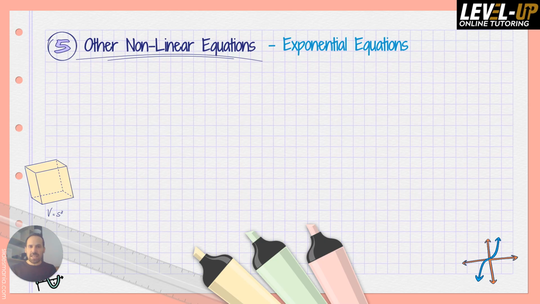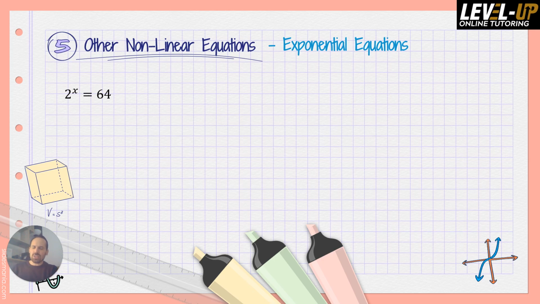Finally, last thing, exponential equations. So this is something like this, where you have x as the power in an equation, and the only way you can solve this really at GCSE level is you need to make the bases the same. So here we've got 2 to the power x. We need to make 64 2 to the power something as well.